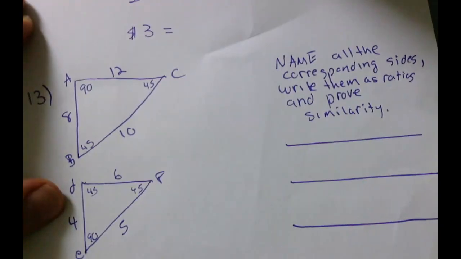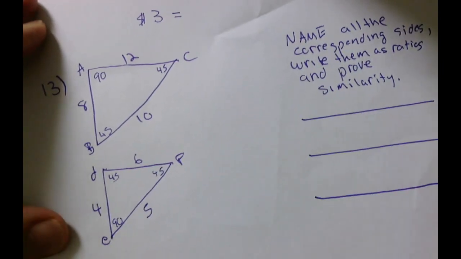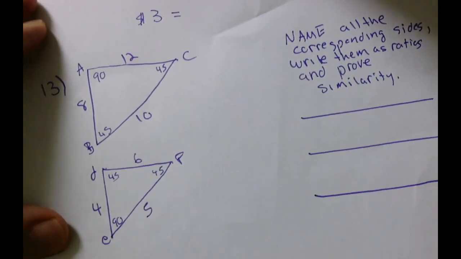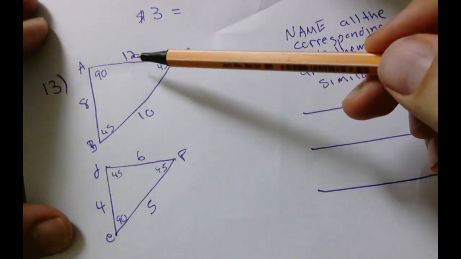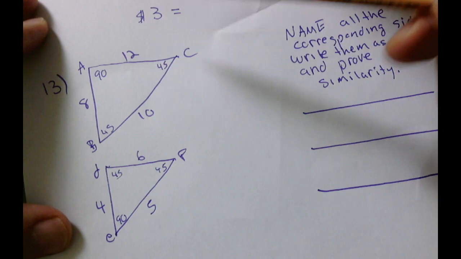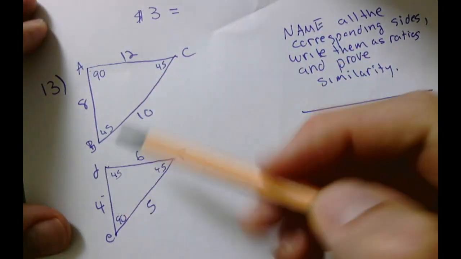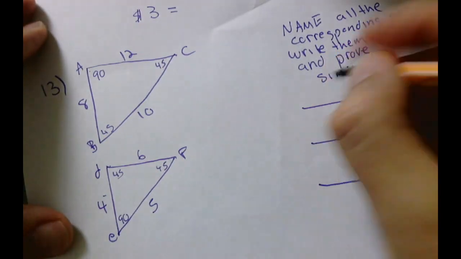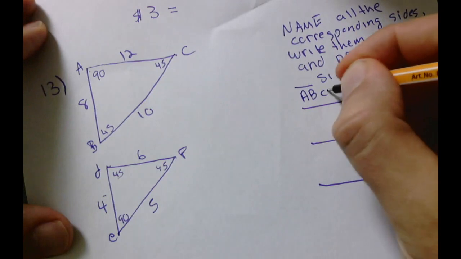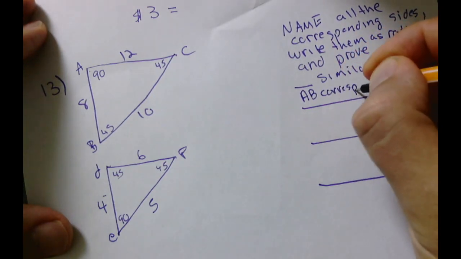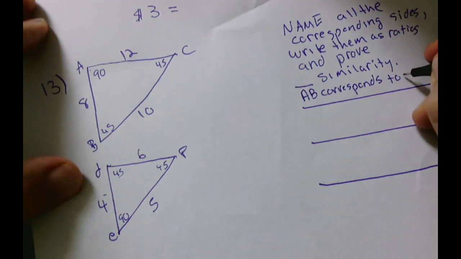Let's look at number 13. It says, name all the corresponding sides, write them as ratios, and prove similarity. Okay, so let's begin. The good news is that these are in the same position, basically. These two shapes are. So we have the left side here. So we're going to have line segment AB corresponds to DE.